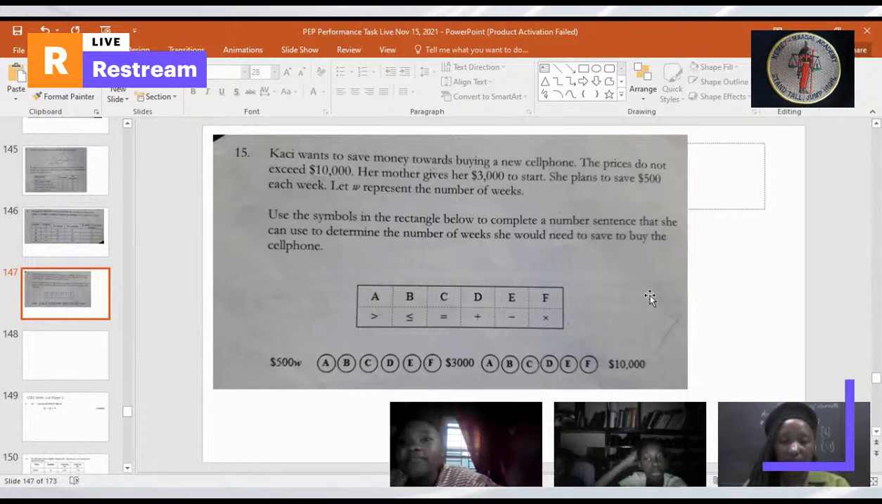Casey wants to save money towards buying a new cell phone. The price is $10,000. Her mother gives her $3,000 to start. She plans to save $500 each week. Let W represent the number of weeks. Use the symbols in the rectangle below to complete a number sentence that she can use to determine the number of weeks she would need to save to buy the cell phone.